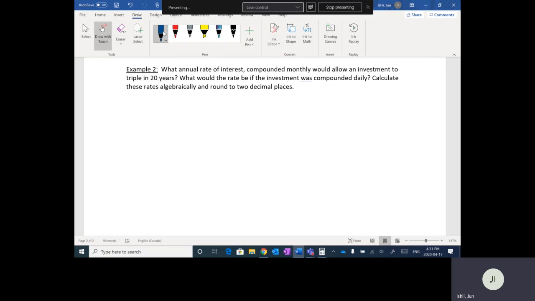Again, starting off with the formula, A equals P times (1 plus r over n) to the power of n times t. This time I'm trying to find the annual rate, so we're solving for r, compounded monthly. So n is 12. We want to triple this in 20 years, so t is 20. What would the rate need to be?